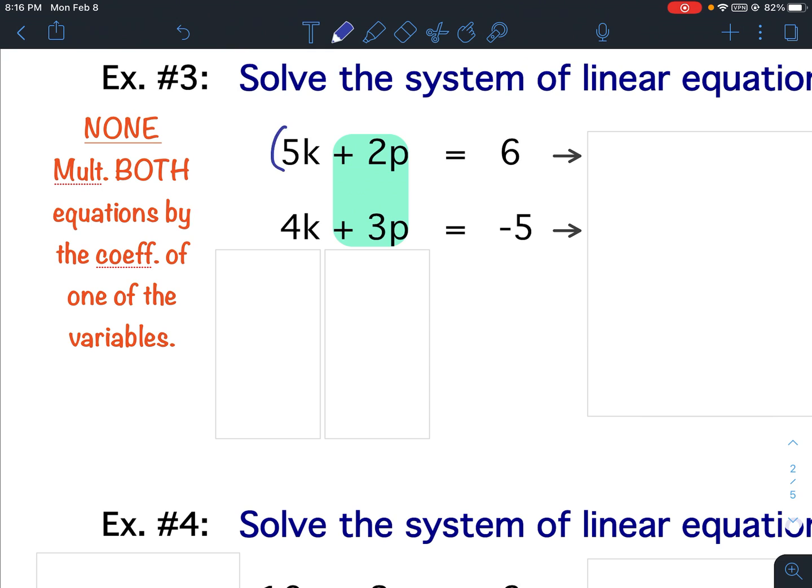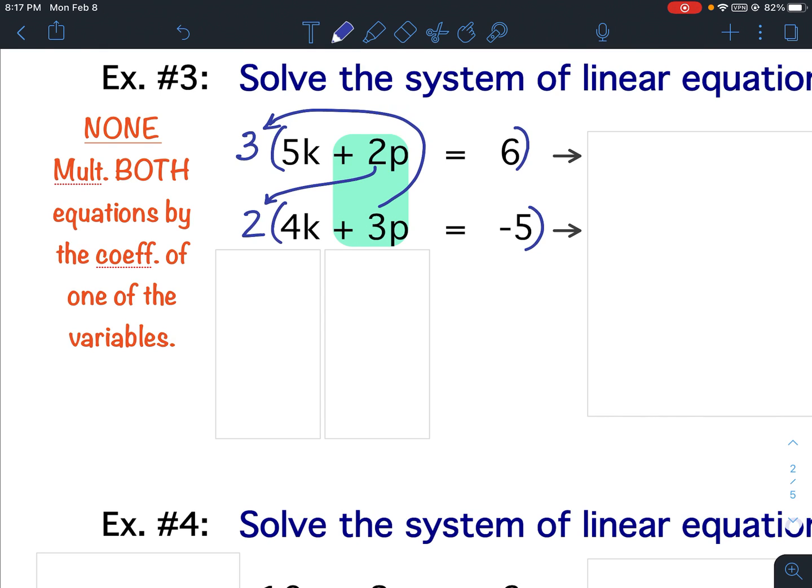I'm going to put parentheses around both equations. Since the coefficient is 2 in the top equation, I'm going to put the 2 down on the bottom. Since the 3 is on the bottom equation, I'm going to put the 3 at the top.